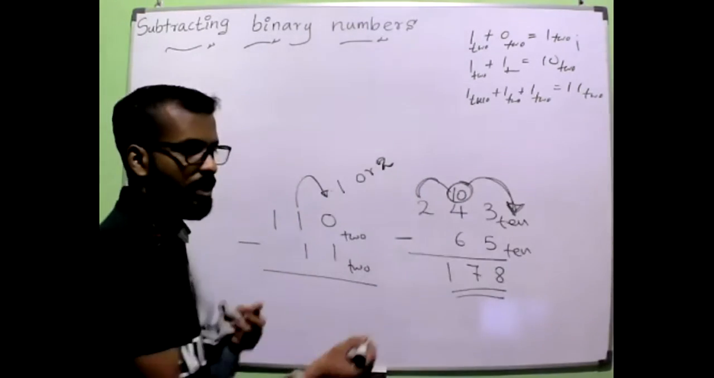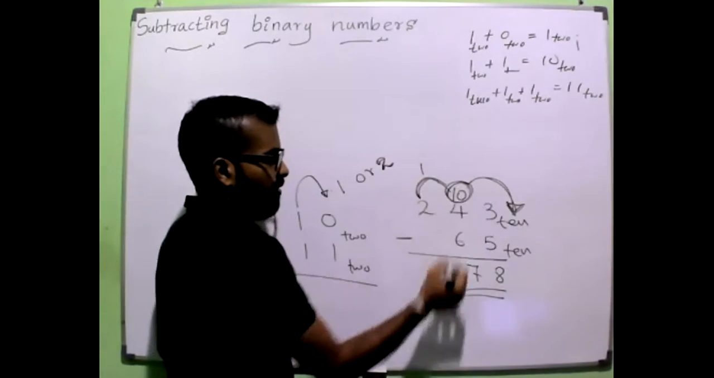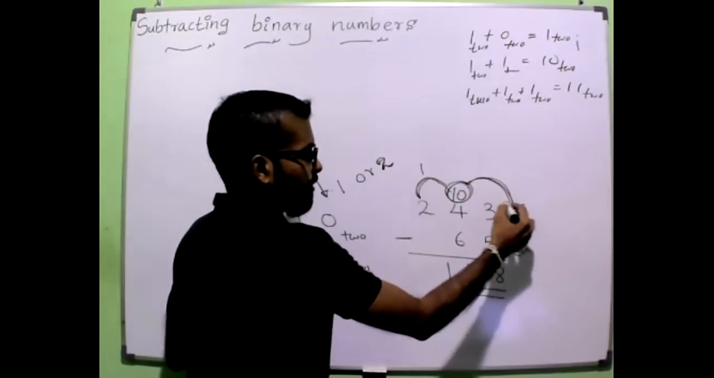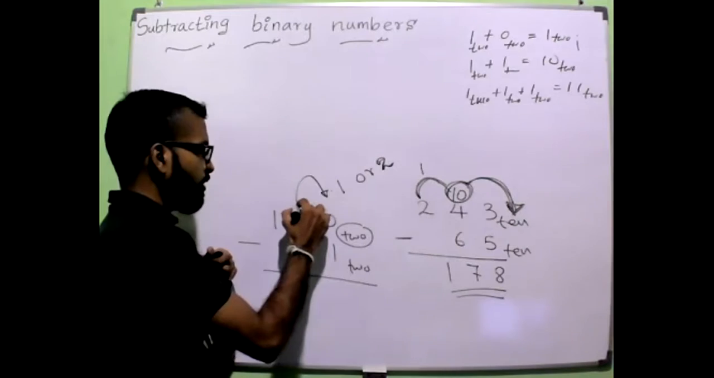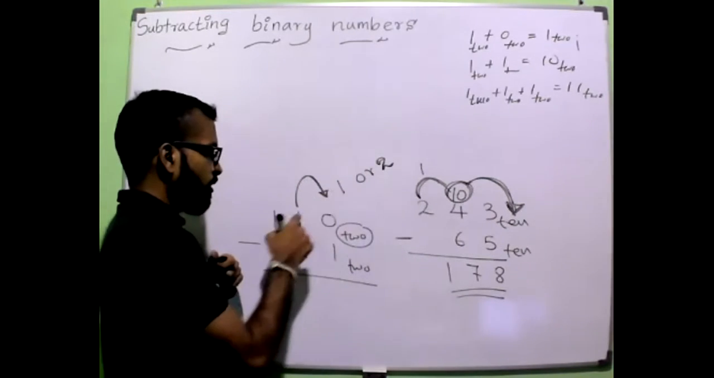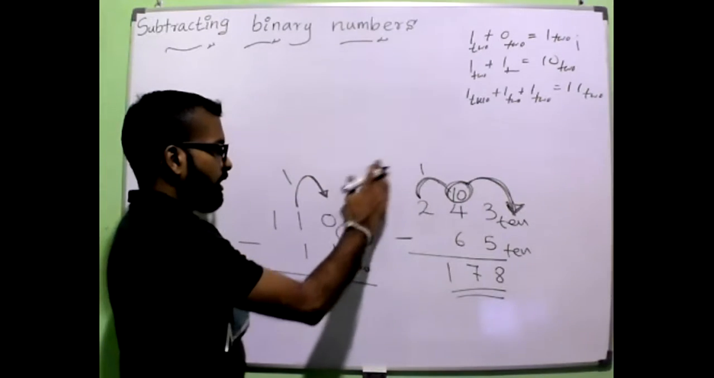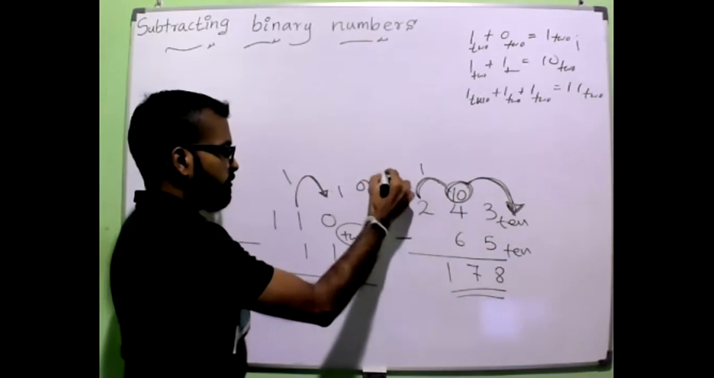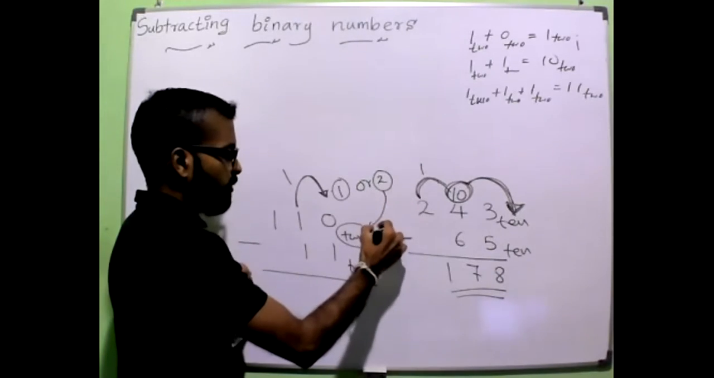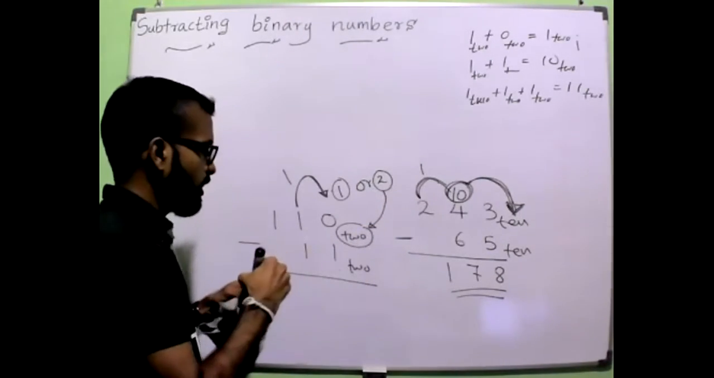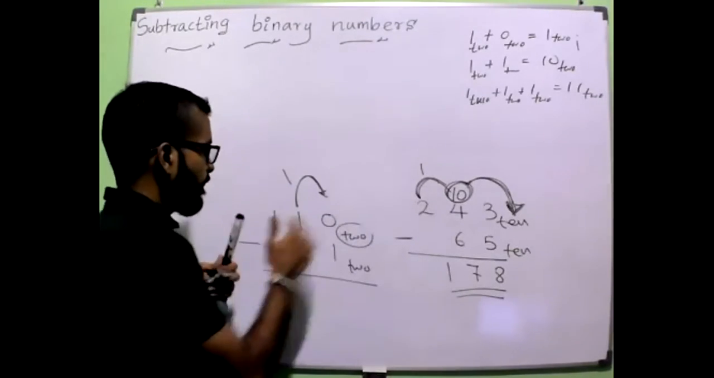In base 10 numbers, if you take 1 to this side, it becomes 10 because the base is 10. Now the base is 2. Now you are taking 1 from this side. I am asking, is it 1 or 2? It should be 2, because the base is 2. Now keep that in your mind.